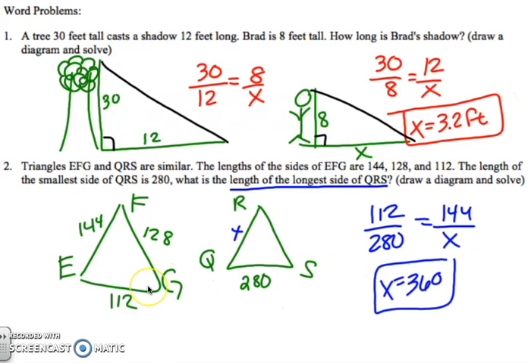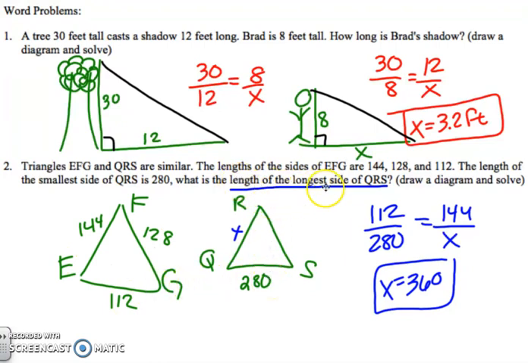All right. Number 2 is tricky. I had E, F, and G, and I had Q, R, and S. So I drew two triangles. It told me the sides were 144, 128, and 12, and it told me the length of the small side was 280. How did I know to put it down here? Well, if I look at all these numbers, that's the smallest side down here, so the smallest side should have been over here as well.